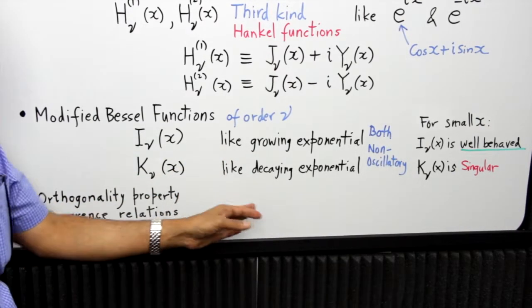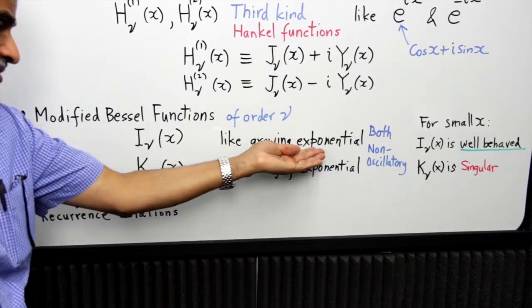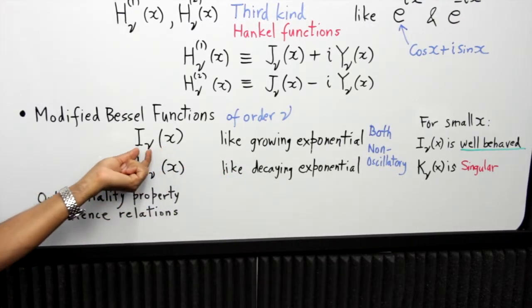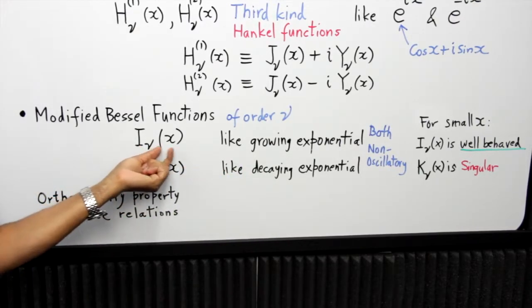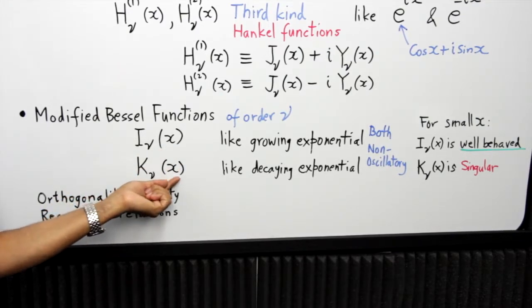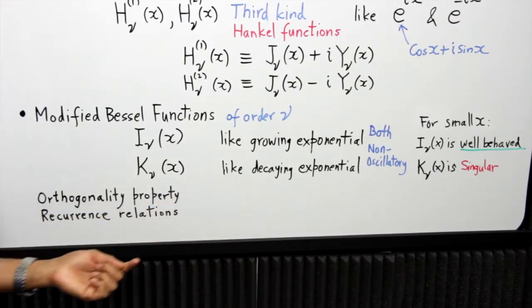Both of these functions are non-oscillatory, they do not oscillate, they behave like exponentials. For small values of the argument, I nu of x is a well-behaved function, but K nu of x is a singular function, it blows up for small values of x.